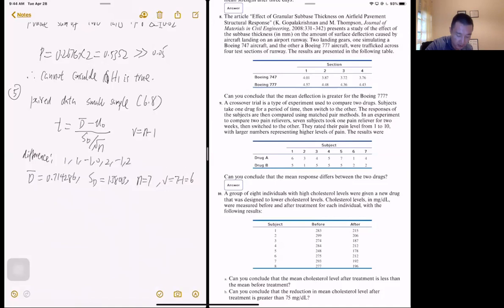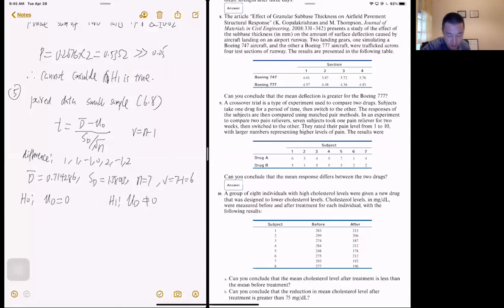Okay, and then we just set up H0 and H1. Again, whatever the question asks will be H1. The question asks, can you conclude that the mean response differs between the two drugs? So differ means the difference is not equal to 0. So the mean value of D is not equal to 0. So H0 will be mu D equal to 0.